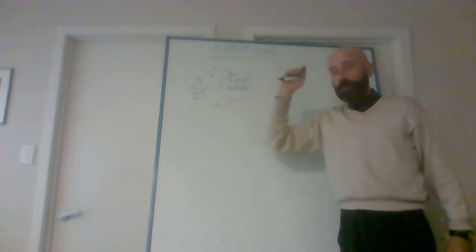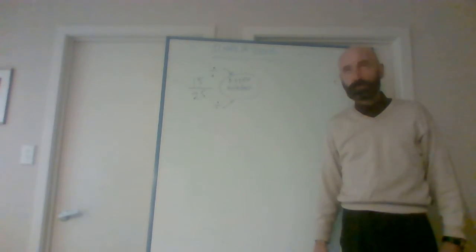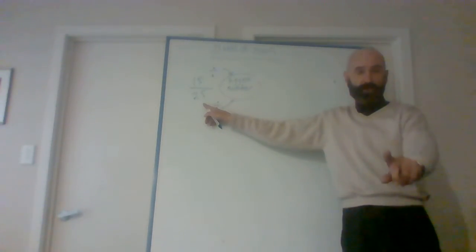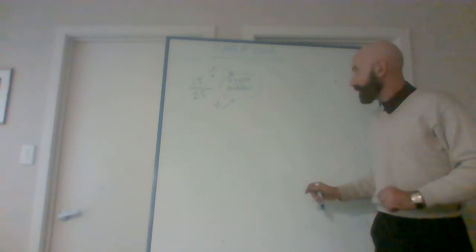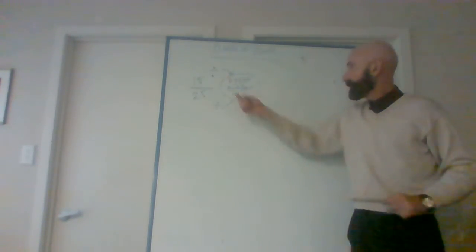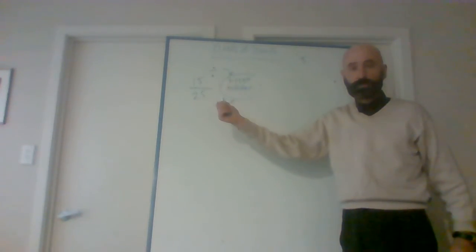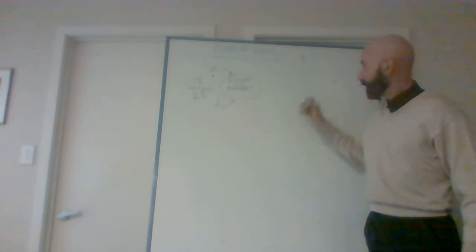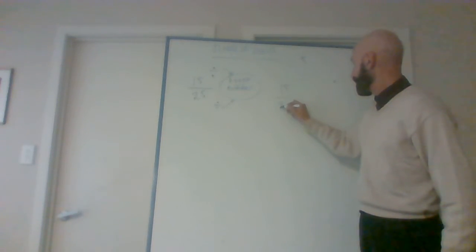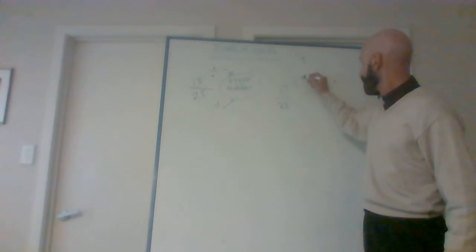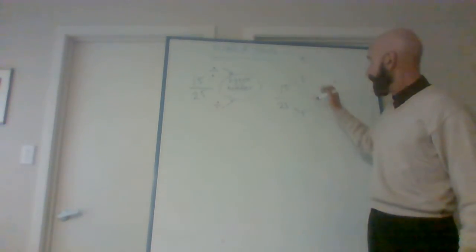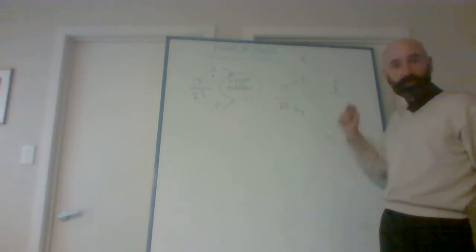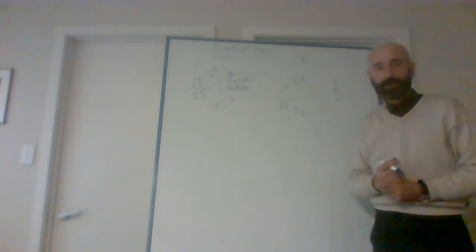No use. Try 5. Does 5 go into 15? Yes, it goes in 3 times. Does 5 go into 25? It does. 5 times. Oh, so 5 is a possibility. 6? No. 7? No. 8, 9, 10? No. The biggest number is 5. So I'll go 15 over 25. I'll divide the top number by 5, bottom number by 5. Same number into both. 15 divided by 5 is 3. 25 divided by 5 is 5. Right.